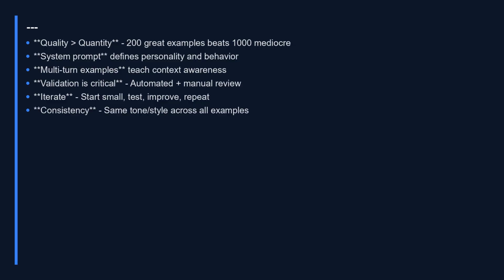Validation is not optional. Run both automated checks and manual review before every training run. Start small. Test the model. Identify gaps. Improve the dataset and repeat. And consistency matters above all. The same tone, the same style, the same constraints applied uniformly across every single example.